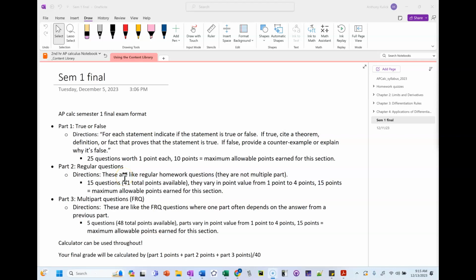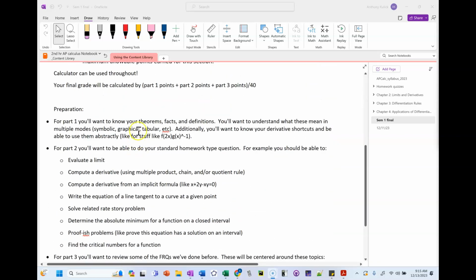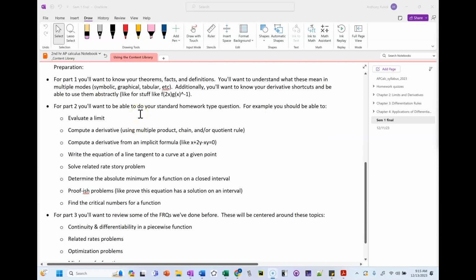So I've gotten the third question in a row about exam stuff, so I'm just going to do it all here at the beginning. I want to take a few minutes to talk about the exam: what to expect, how to prepare, and what we should make sure we're focusing on. This is just the format stuff that I talked about. I put a little bit here about preparation.